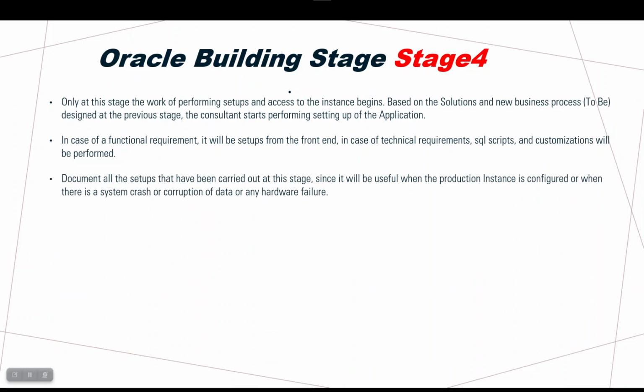Document all the setups that have been carried out at this stage, since it will be useful when the production instance is configured or when there is a system crash, corruption of data, or any hardware failure. After performing all required setups, the system has to be tested for its readiness to carry out operations. Once you have completed the setups, from your side you have to test at least one cycle for each module: one cycle for P2P, one cycle for order to cash, one cycle for cash management, for fixed assets, like that.